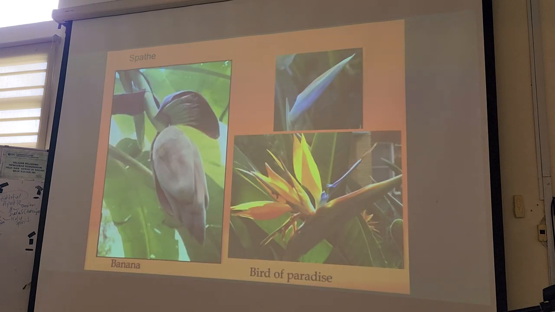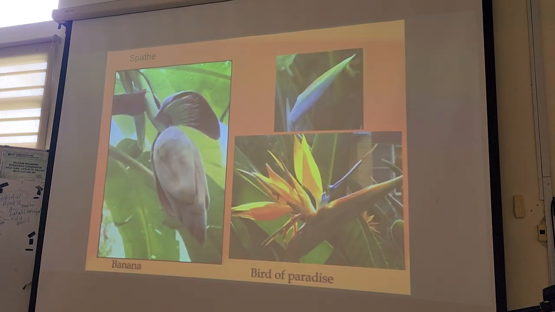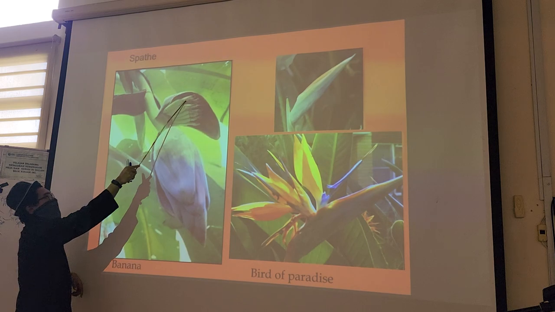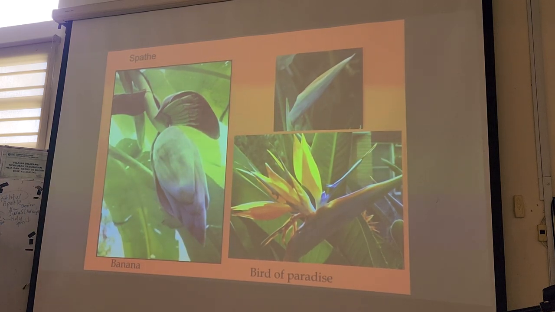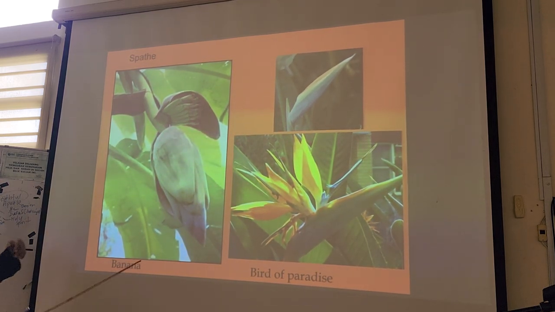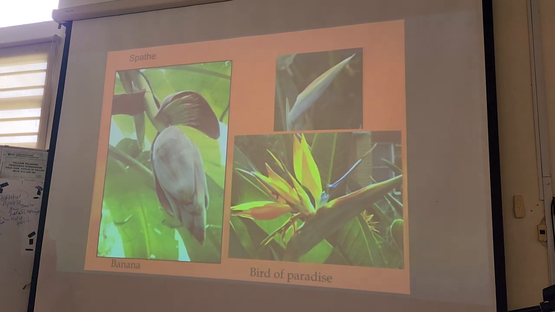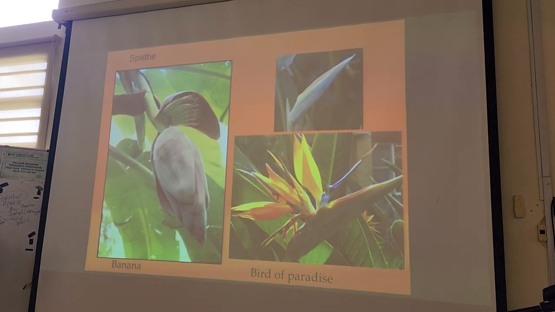Okay, next. Spathe. Banana flower. The red ones, that's what you want to eat, not the ones inside. The outer part. And the bird of paradise. Actually, bird of paradise is a type of heliconia. Maybe you didn't see it during the class.